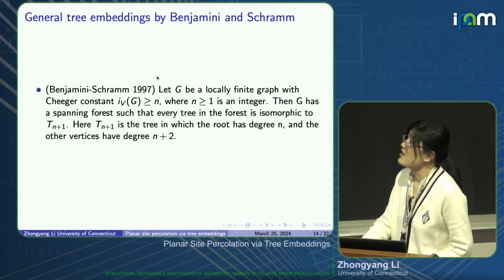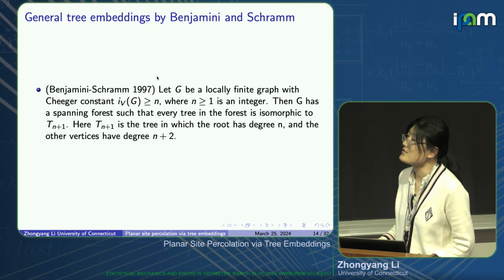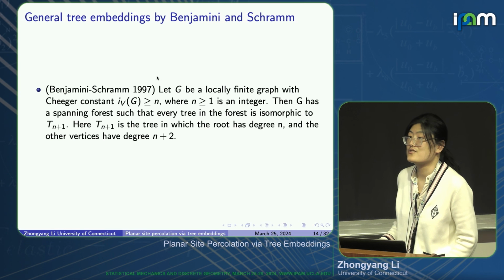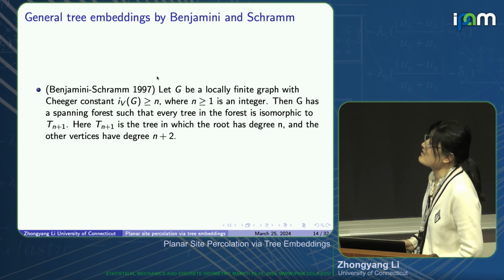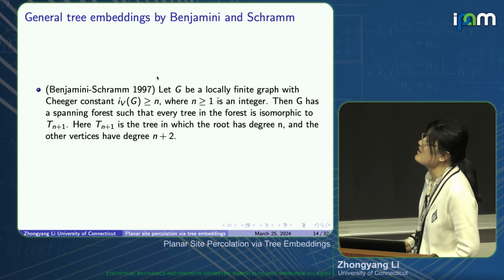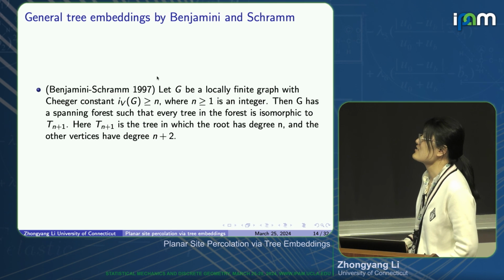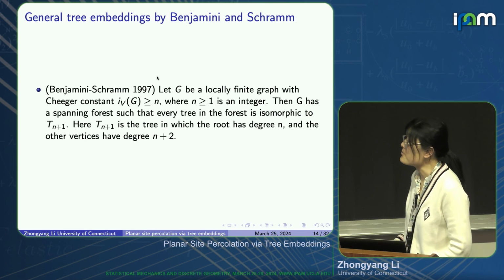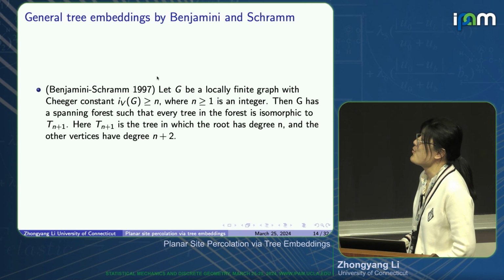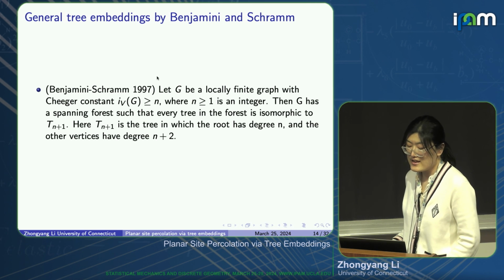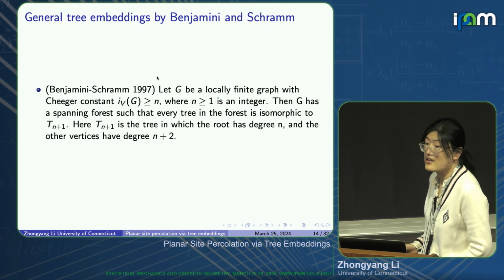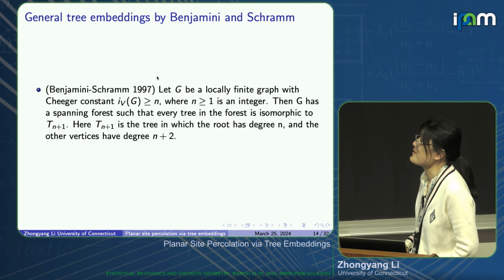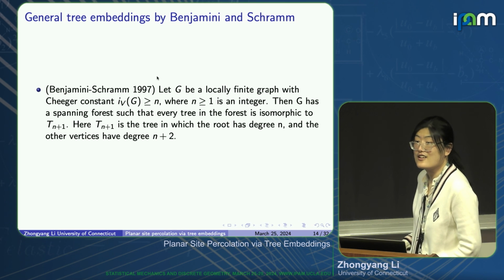However, if we want to apply this theorem to our case, we want to construct an embedded tree whose p_c is strictly less than 1/2, so we need n to be at least 2. If n is at least 2, then G should be a locally finite graph with Cheeger constant at least 2. But if we only assume that G is a properly embedded planar graph with vertex degree at least 7, its Cheeger constant could be less than 2. So we cannot directly apply this theorem because the assumption is too strong.